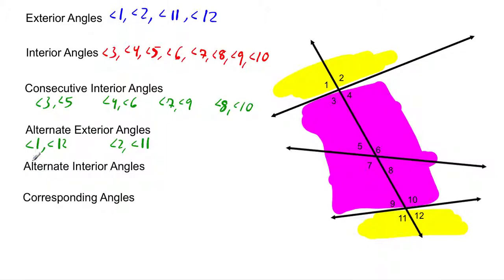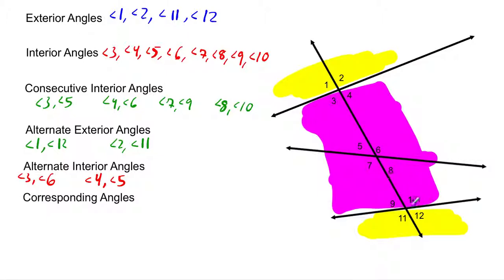Alternate interior angles. There are going to be a few pairs here. So we're going to have angle 3 and angle 6 because angle 3 is looking down and to the left, and angle 6 is looking up and to the right, opposite directions. So we're also going to have angle 4 and angle 5.